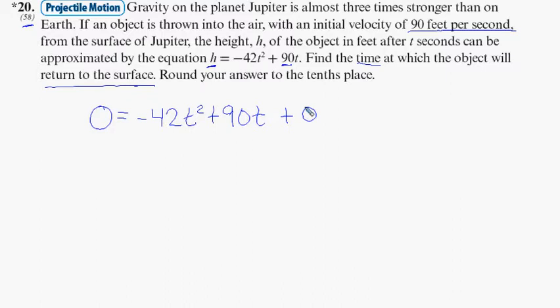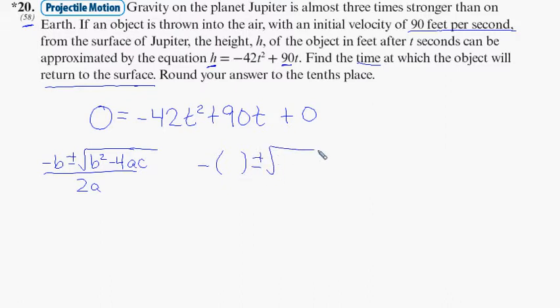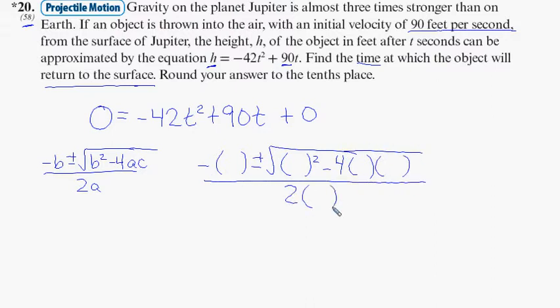Now remember, the quadratic equation is negative b plus or minus the square root of b squared minus 4ac all over 2a. When I solve these problems, I very consistently put empty sets of parentheses in every location where there's a variable. So that's what I'm going to do here. Now all I have to do is go get my a, b, and c values. Negative 42 is my a value, positive 90 is my b value, and 0 is my c value.